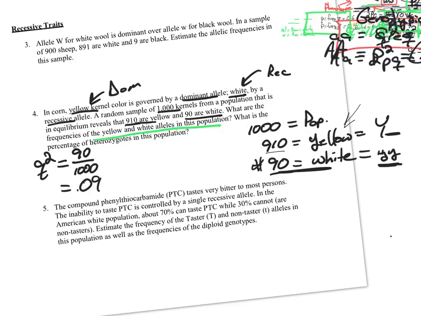What we want to use is p plus q equals 1. We can't use that yet because all we have is q squared. So we're going to take the square root of both sides. If q squared is equal to 0.09, we take the square root.